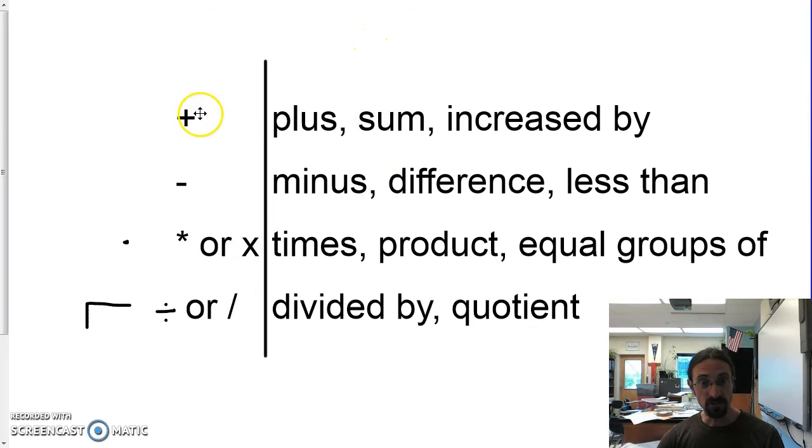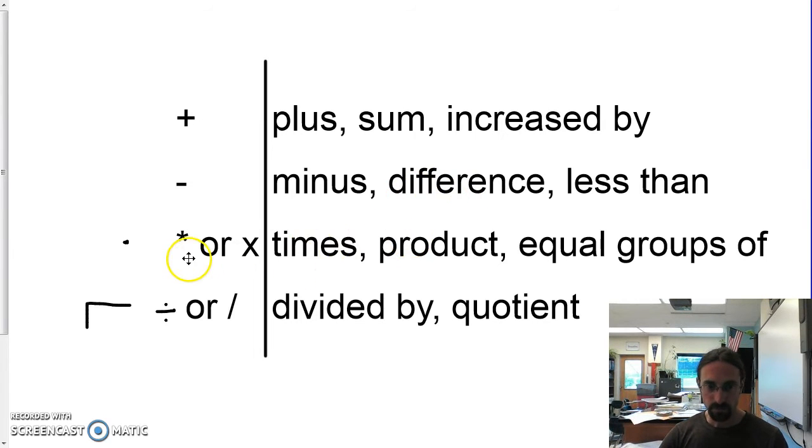So when we think of this symbol, the plus sign, of course we think plus, addition, combine by adding, right? Sometimes we think of that as sum or a value increased by. Some value increased by 3, x plus 3. When we talk about this symbol, we think minus or difference or less than. So some value less 7, right?